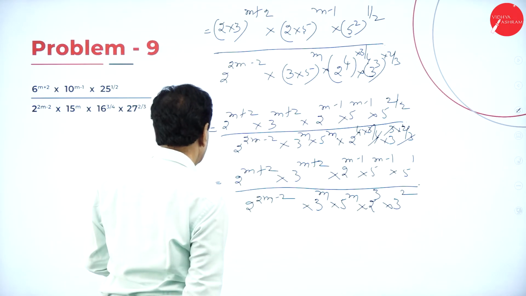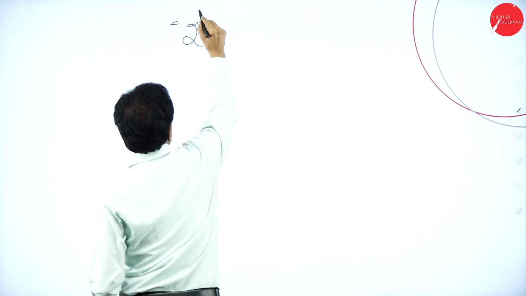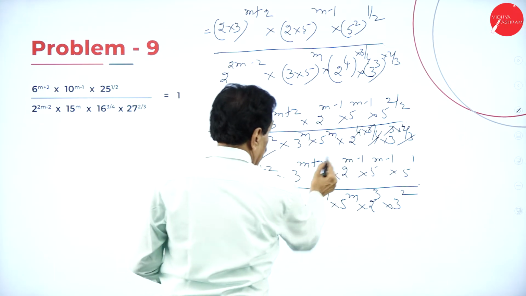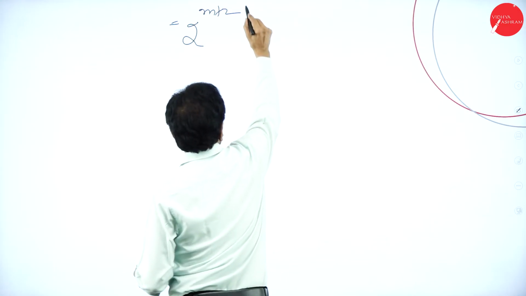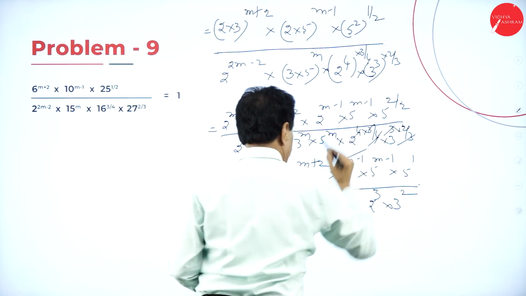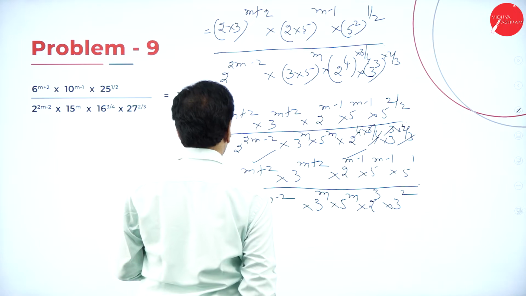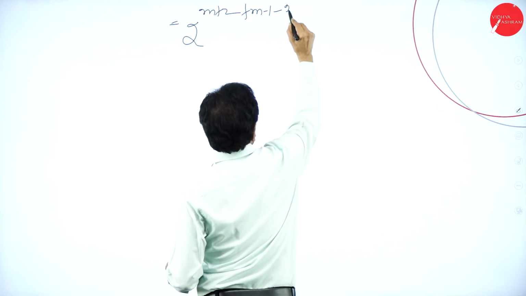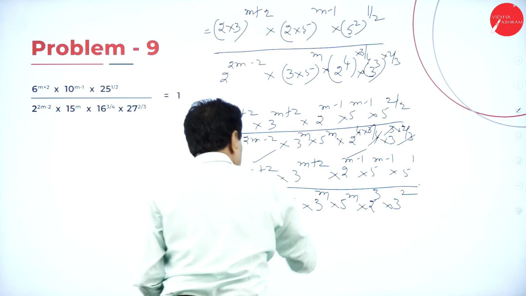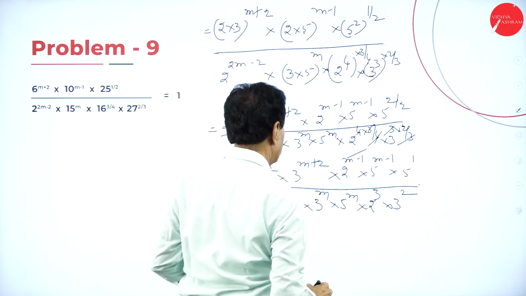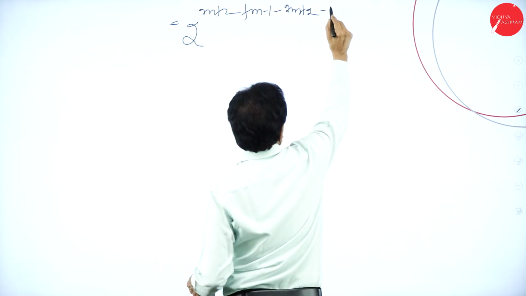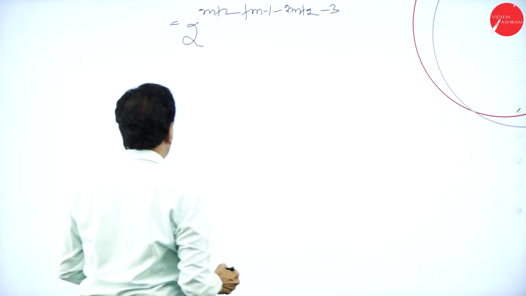First one, m plus 2, this over m minus 1. This over, this is minus 2m plus 2. Minus 2m plus 2, this over. Minus 2, minus 3 becomes plus minus 3. This goes in favor of 2.